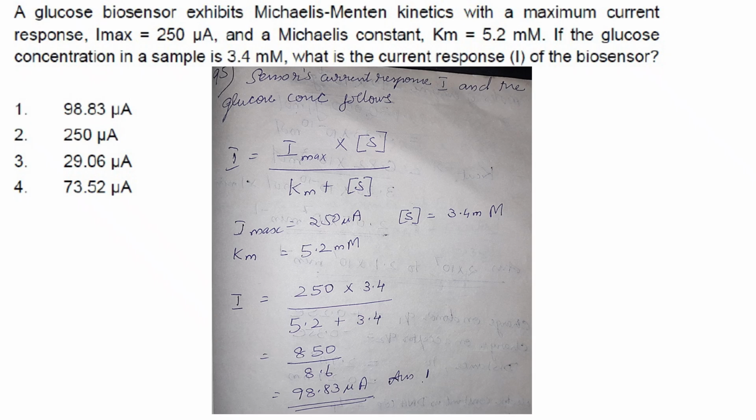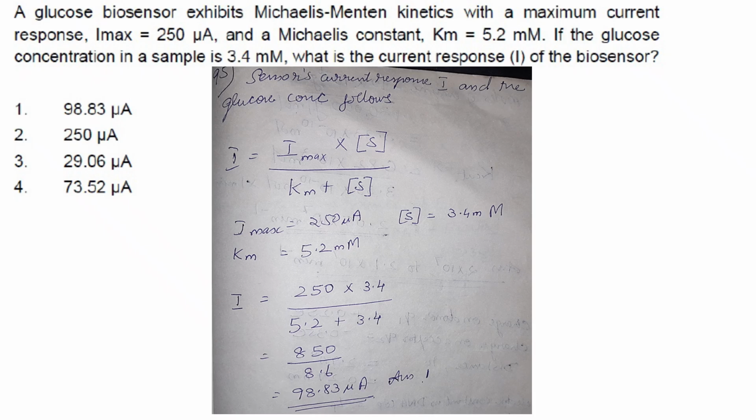Then next one is a problem. A glucose biosensor exhibits Michaelis-Menten kinetics with a maximum current response of 250 microamperes. Michaelis constant Km is 5.2. If the glucose concentration is 3.4, what is the current response?